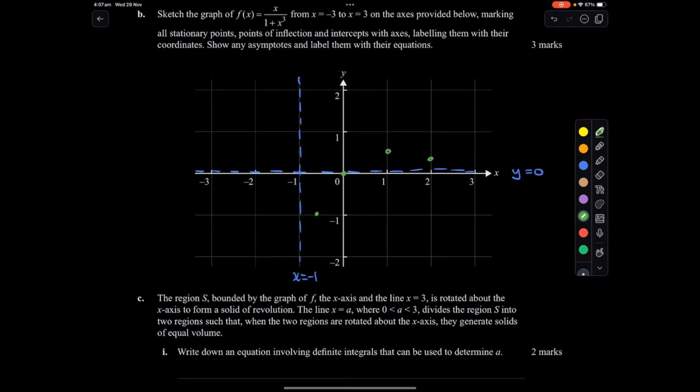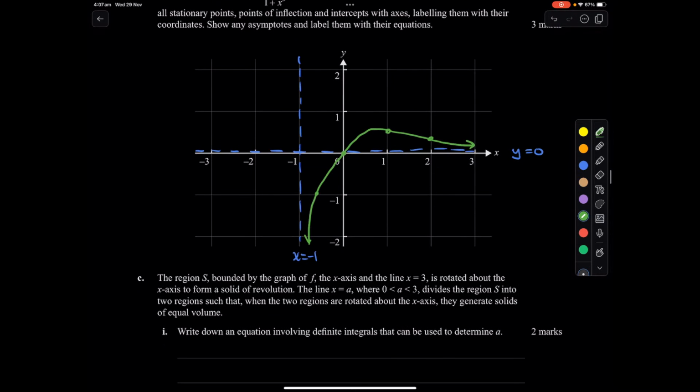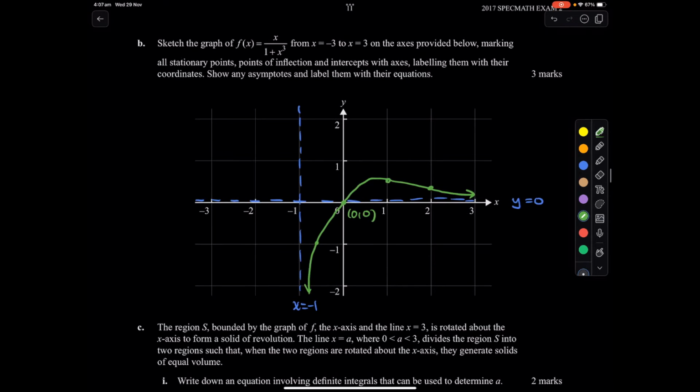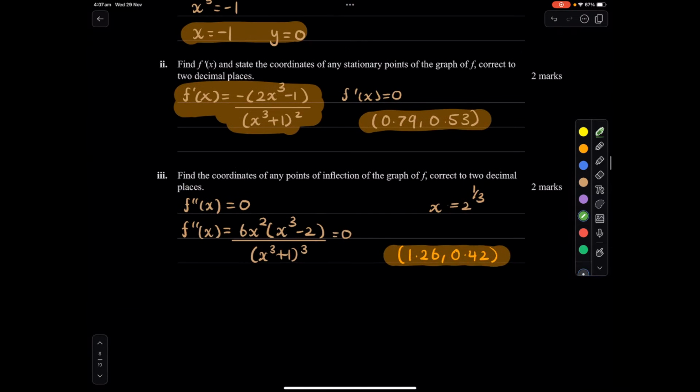Okay, so it will look like this. It goes down here, and it goes like that. Pretty much, that's how the graph looks. And now let's label some stuff. So we have 0, 0. That's your axis intercept.